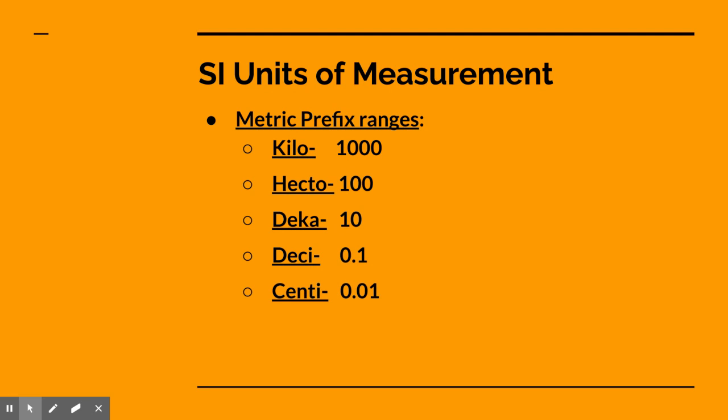tenth. Centi, which is 100th. And then milli, which is 1,000th. Okay. Now, there are others that go above kilo. There are others that go below milli, but we're going to just focus on these 6, plus our basic units, which are more or less just 1, okay?